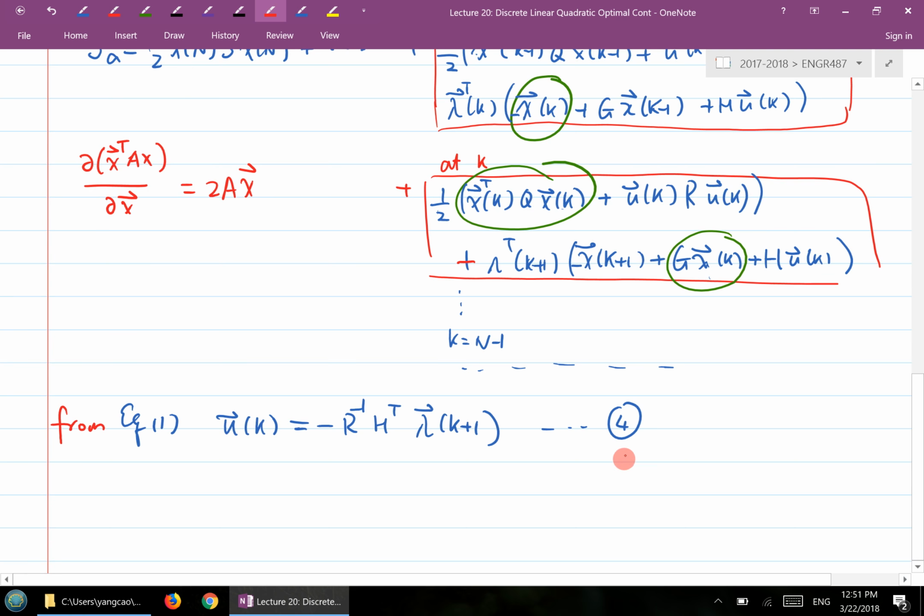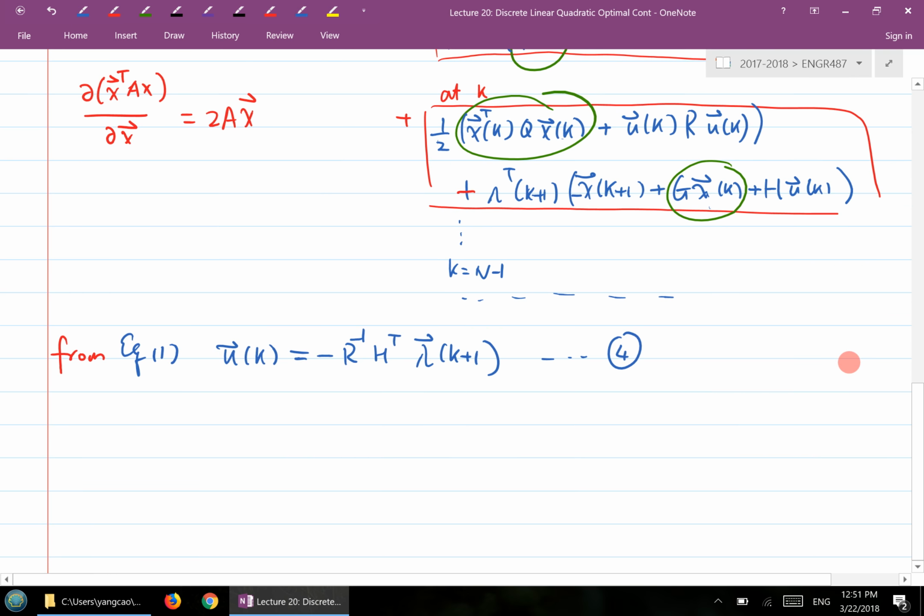Okay, so that's equation number 4 here. That's a control equation. Now, if you look at this equation right here, you see it is very much like a u of k equal to negative k times x of k type of form, except we don't see x of k here yet, right?